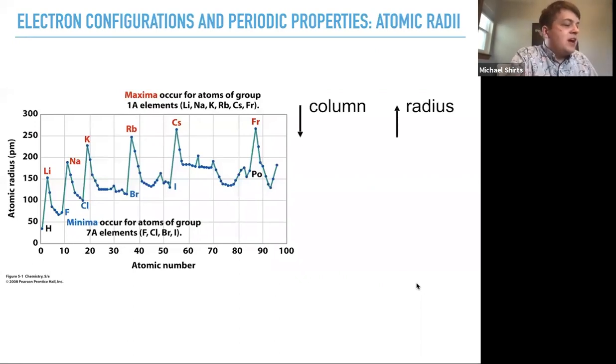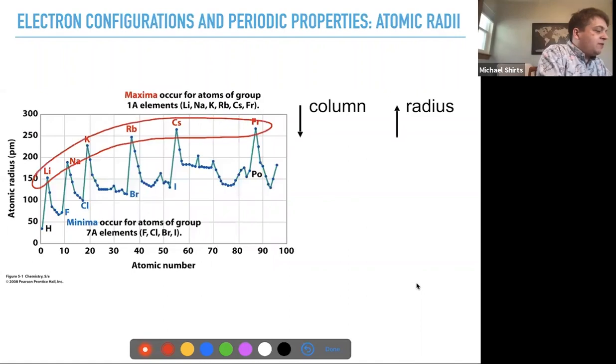Okay, so first we notice as we go down a column, as we get bigger and bigger staying in the same column, the radius goes up. If we look from lithium to sodium to potassium, rubidium, cesium, francium, we're just going down group 1A, and the atomic radius always increases. And that makes sense. The outermost electron in lithium is a 2s, and for sodium 3s, potassium 4s, 5s, and so on. And we know that as you get bigger and bigger, the s electrons are further and further out. Now, you've got the nucleus pulling in tighter and tighter, but you're always going to have an increase in size.